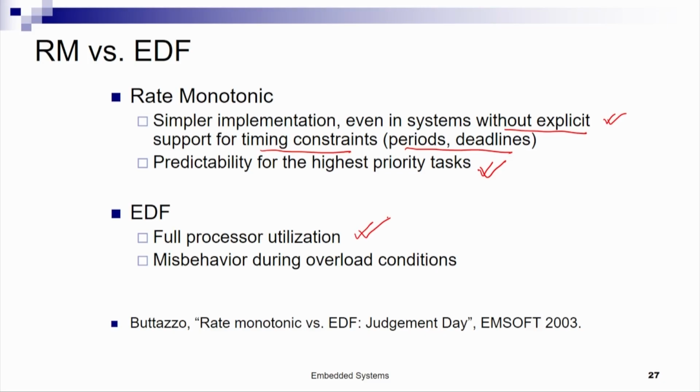EDF, on the other hand, has the advantage that it allows full resource utilization. However, we saw that it misbehaves during overload conditions. A much deeper analysis of rate monotonic versus EDF is provided in this paper by Buttazzo. Okay. With this, we complete our discussion on uniprocessor real time scheduling algorithms for embedded systems.